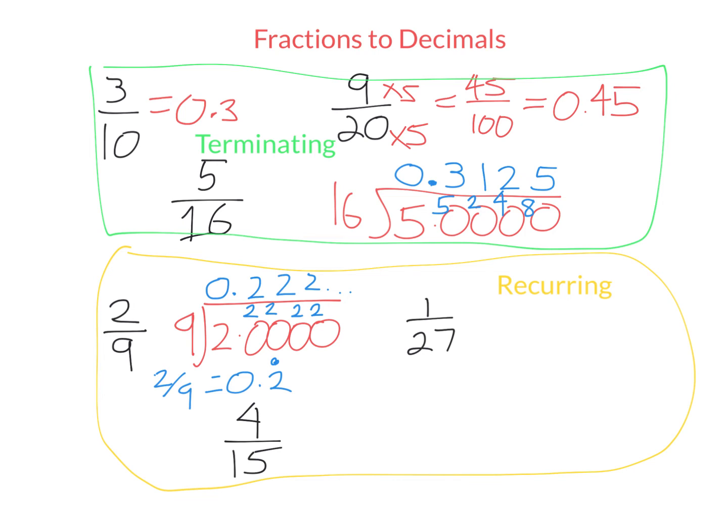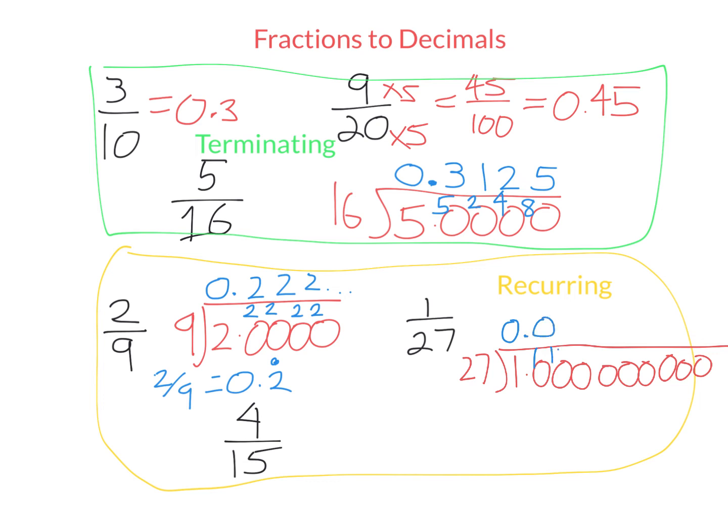It turns out 1 over 27 has a recurring decimal as well. So that's saying how many times does 27 go into 1? And I'm just going to write a few zeros here. So even though 27 is a big number, we're going to do this the exact same way. So 27 goes into 1 0 times, remainder 1, decimal point above decimal point. 27 goes into 10, 0, remainder 10. So now this is 27 into 100. Well, it goes 3 times remainder 19.